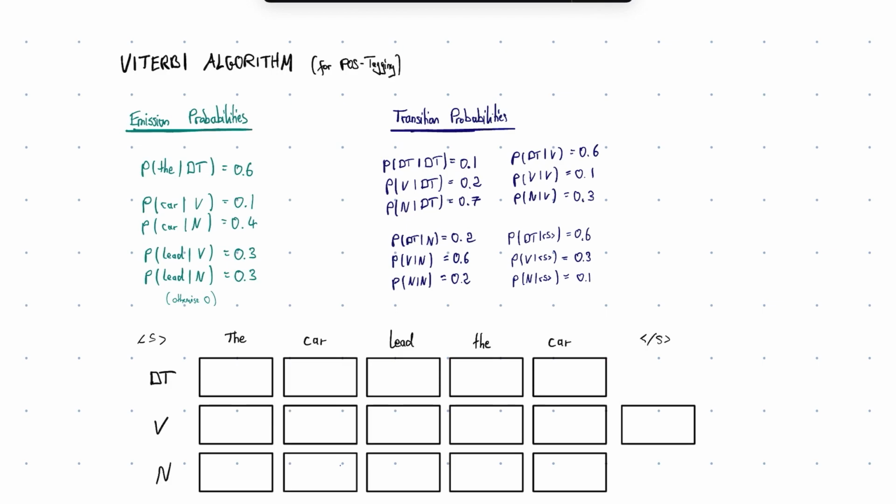In this case, starting with the determiner has a probability of 0.6, and then emitting the token "the" also has a probability of 0.6. So this is 0.36. For the next one, the starting probability is 0.3, and the emission probability for verb is 0 because it's not in the table here. So that's 0. And the starting probability for noun is 0.1, and the emission probability for noun also is not in the table, so it's 0. So this one is 0 as well.